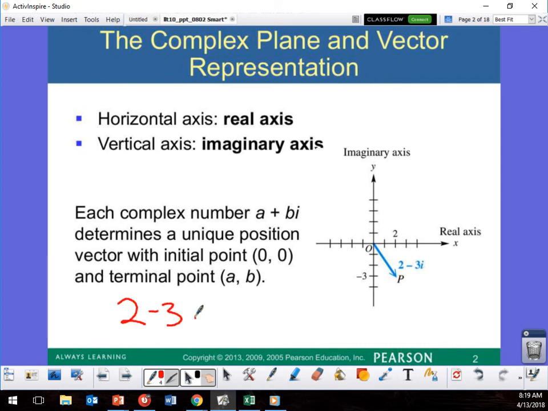2 minus 3i. So that's 2 in the real direction, so that's 2 to the right. Minus 3i is the y direction now, right? So it's down 3. So it puts us at this spot right here. So it's not a pair? It's not a comma. That's why it's polar. It's directional. It's kind of like a vector.